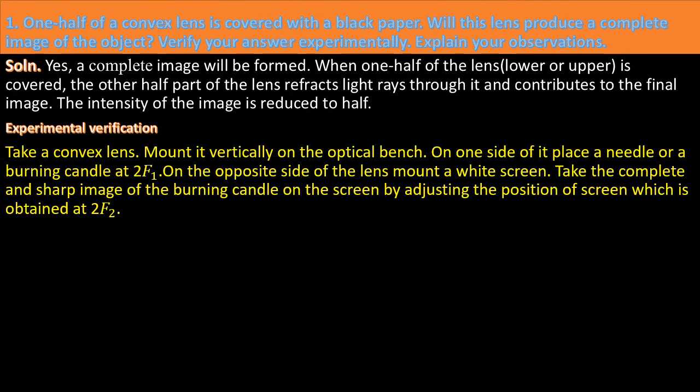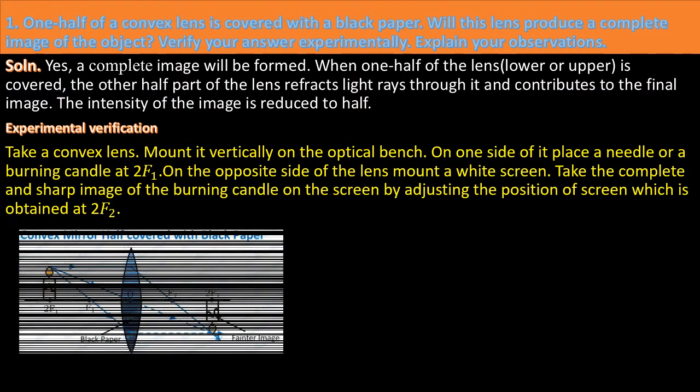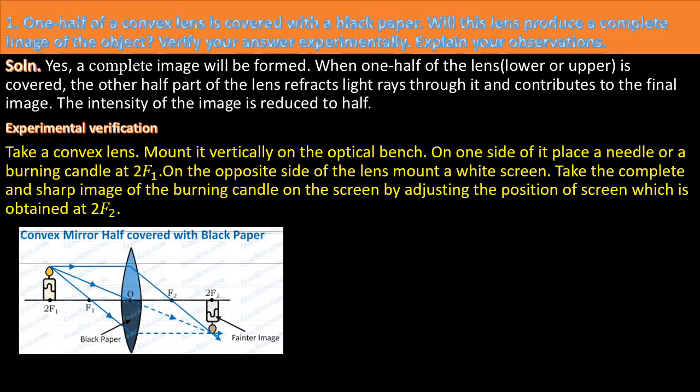When half of the lens, that means lower or upper, is covered, the other half part of the lens will refract the light rays through it, and it will lead to a final image. And the intensity of the image will be reduced to half. So for experimental verification, we can take a convex lens. We can mount it vertically on the optical bench.